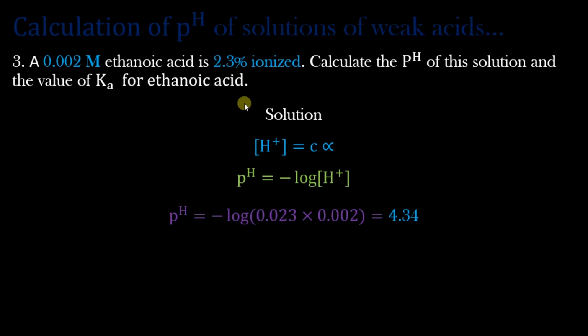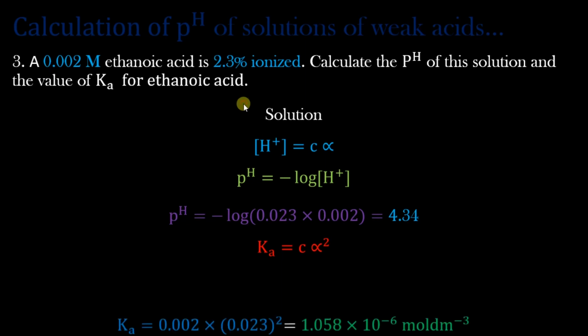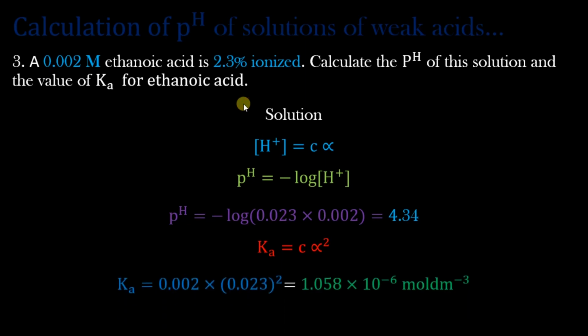Then to get the Ka, it is given by C alpha squared. The value of alpha is 2.3%, which is 0.023 in terms of fraction. So 0.023 squared multiplied by the initial concentration, which is 0.02, should give us the Ka for ethanoic acid under this condition, and this gives us the Ka of 1.058 exponent negative 6 moles per decimeter cubed.